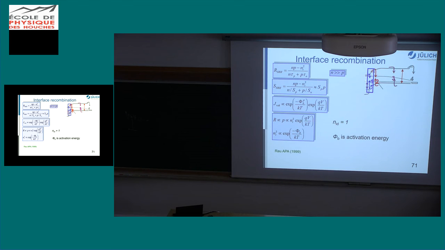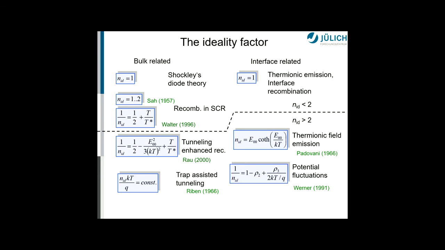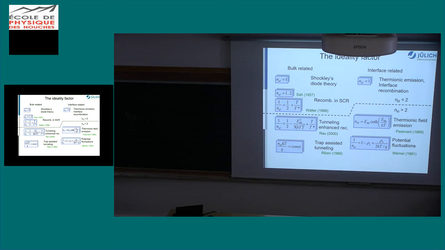And here the interesting thing is that your activation energy is no longer the band gap energy of the absorber material, but the barrier height at that interface. That's the barrier the holes have to overcome to get to that interface. That's essentially this activation energy, and the ideality factor is, in that approach, again unity. So that gives a little bit of an overview on what you can get out of the ideality factors.